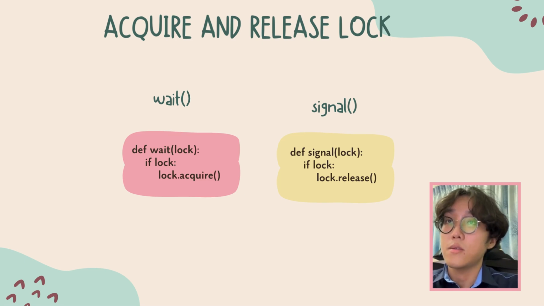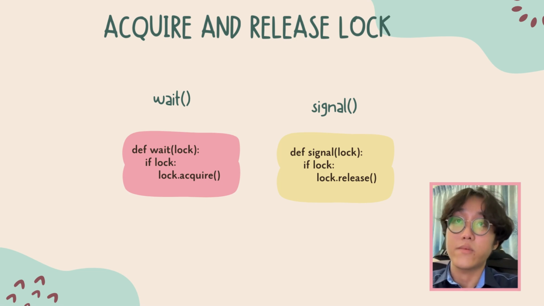Okay, how does the lock release work? Firstly, it does a condition check: the function first checks if the lock is not None, and then it applies the release method. If a valid lock is provided, the lock release method is called. This method releases the lock, allowing other threads that are waiting for the lock to proceed.